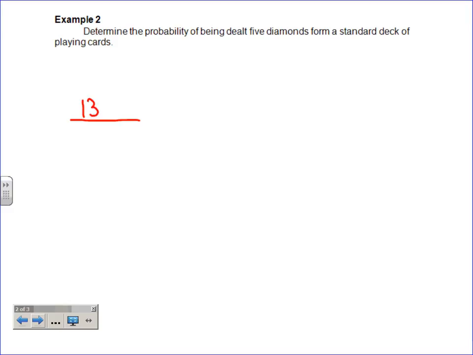Does it matter? Do I have to get, say, the ace of diamonds first, then I have to get the 2 of diamonds? Because once you get it, you can rearrange them however you want in your hand, right? It doesn't matter. It's still a flush no matter what order you get them in, correct? So am I going to put a C or a P if it doesn't matter? I'm going to put a C.